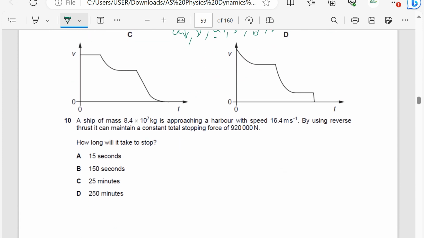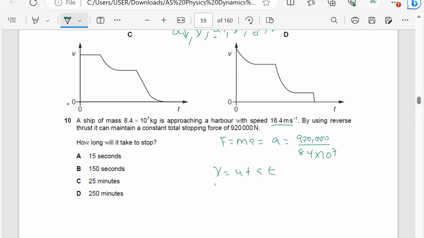A ship of mass 8.4 times 10 power 7 kilograms is approaching a harbor with a speed of 16.4 meters per second. By using reverse thrust, it can maintain a constant stopping force of 920,000 newtons. How long will it take to stop? By Newton's second law, force is equal to mass times acceleration, which means the acceleration is going to be the force, 920,000, divided by the mass, which is 8.4 times 10 power 7. That is the acceleration. Then, since it is coming to a stop, I'll use v equals u plus at.